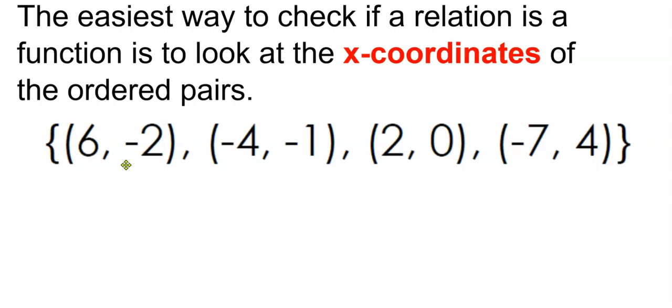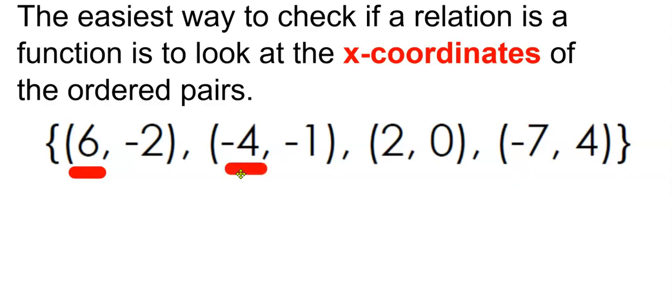If you have a relation, known as a group of numbers, and you want to make sure that each input has only one output, then look at the x-coordinates. Look here. This x-coordinate is 6. Are there any other 6s? Here? Or here? Or here? No. Then that means this input only has one output, -2.